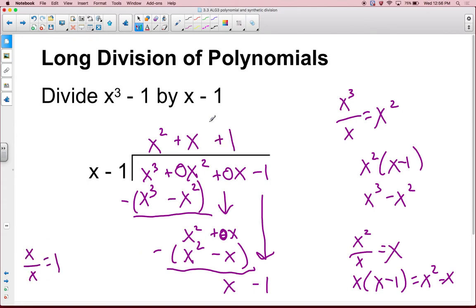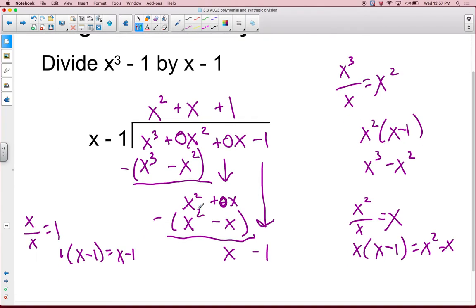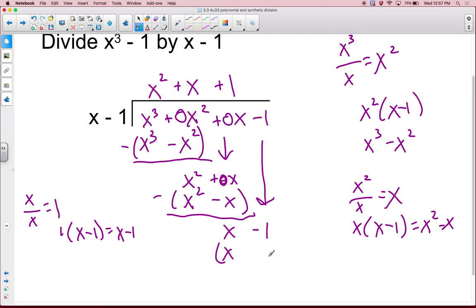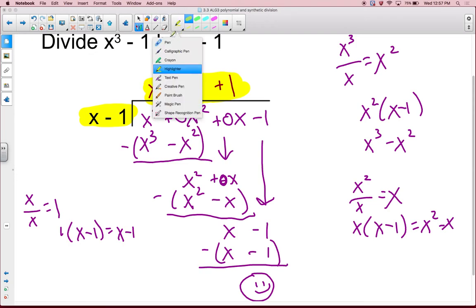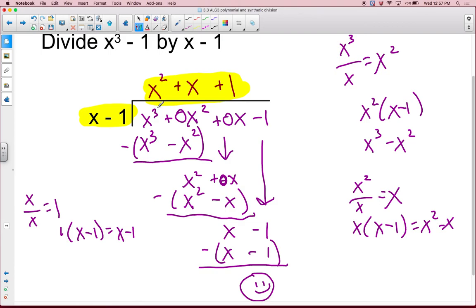This is a plus 1. 1 times this whole thing. 1 times x minus 1, our divisor, is x minus 1. We subtract that, put it in parentheses and subtract it, and we get a remainder of 0. That is telling us that both of these are factors. So both x minus 1 and x squared plus x plus 1 are factors of your cubic polynomial.